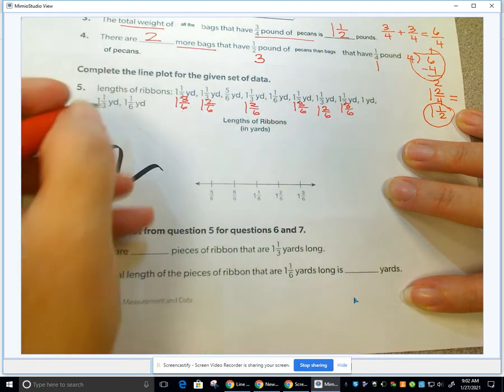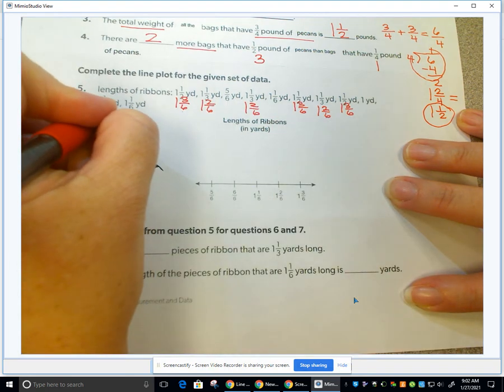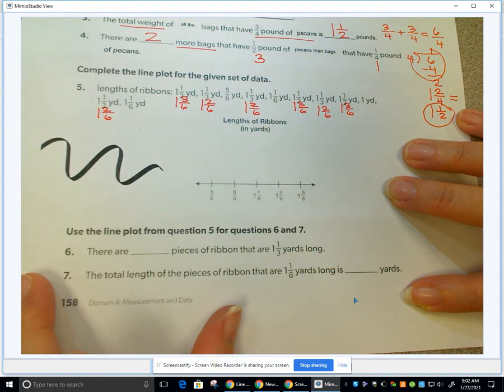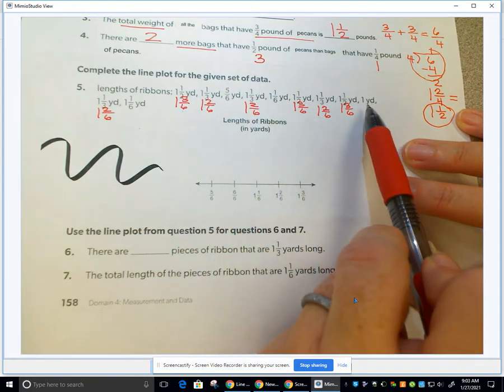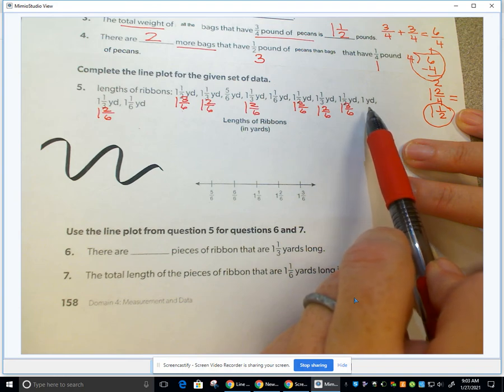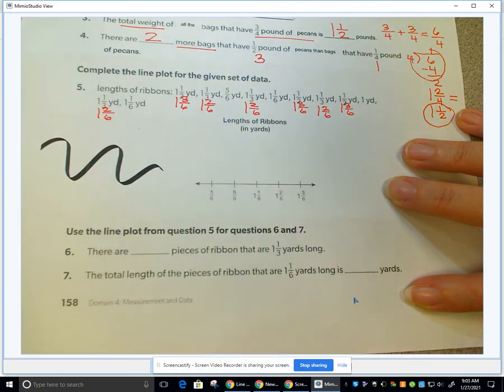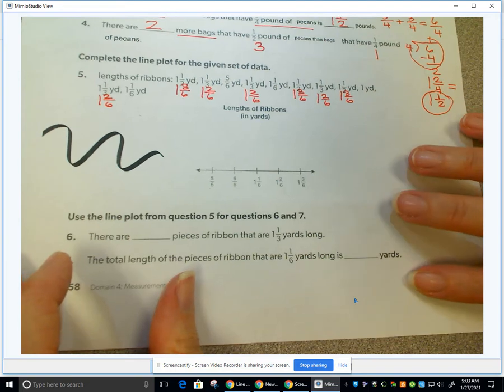I'm changing all my 1 1/3 to 1 2/6. Now let's see, this one's good, that's good. The 1 yard, that's going to be my 1 whole. We should be able to plot that. And there's 1 1/6. So now I'm ready to plot my data.